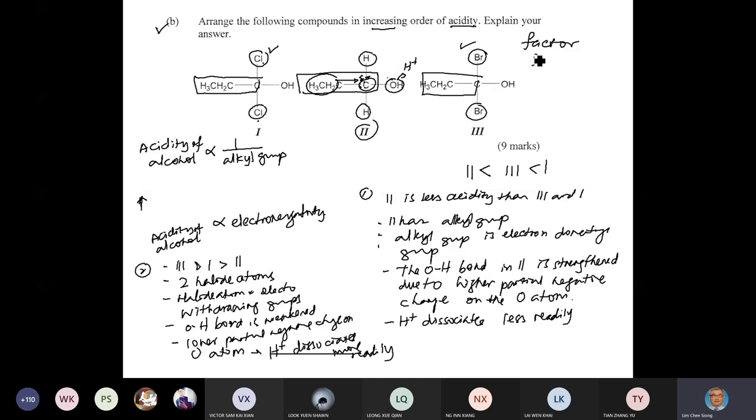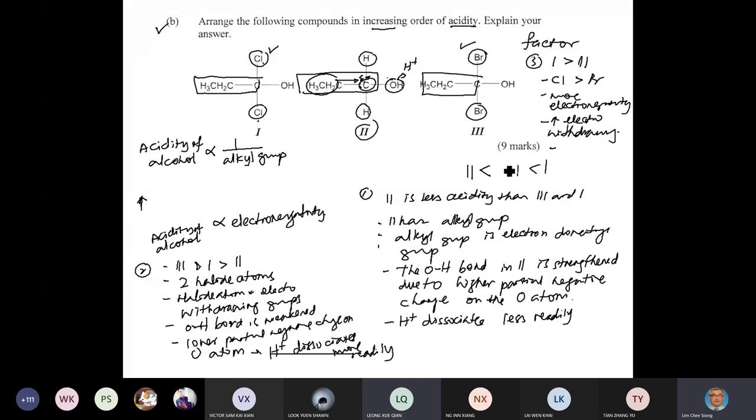Then point number 3, you can continue based on 1 having a larger acidity compared to 3. Cl compared to Br has higher electronegativity, so it is higher in the electron withdrawing effect. So the OH is considered more weakened compared to the Br case, and the O and H plus dissociate more readily compared to the Br case. This is how you compare one to the other. Get it? Okay, so print screen, thank you.